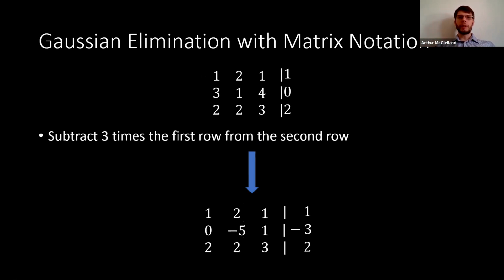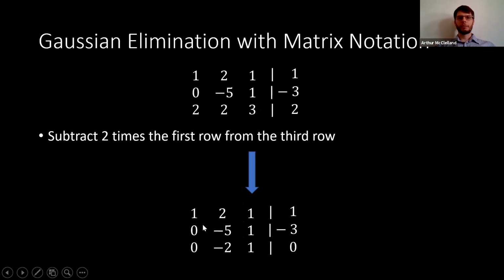So then we can go through the same series of manipulations. We subtract 3 times the first row from the second row. Here we've zeroed out the x in the second row again. We can subtract 2 times the first row into the third row. Here we've zeroed out the x in the third row.